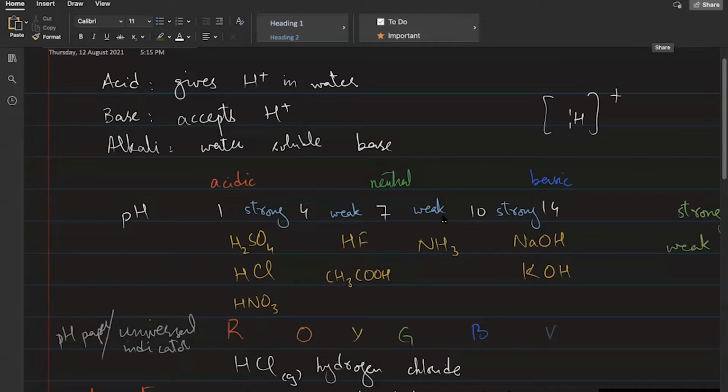So they cancel each other's effect, and that is why water is neutral. We give that a pH of 7. So below 7, things are going to have more H positive, and above 7, things are going to have more OH negative, or they're going to accept H.